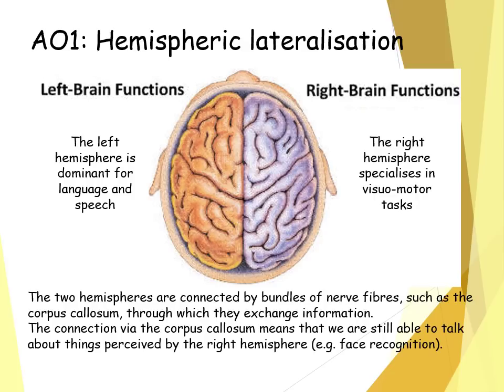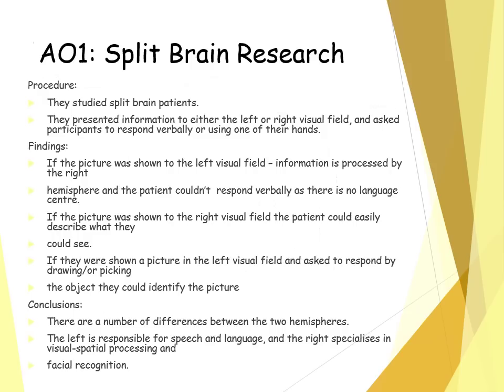And the two hemispheres are connected by a bundle of nerves, the corpus callosum, and they allow information to transmit to one another. The connection means that you're still able to talk about things that are perceived by the right hemisphere. Remember, information that enters the left visual field is processed by the right hemisphere, but that information then has to transfer across to the left in order for the language centres to be able to discuss what they have seen.